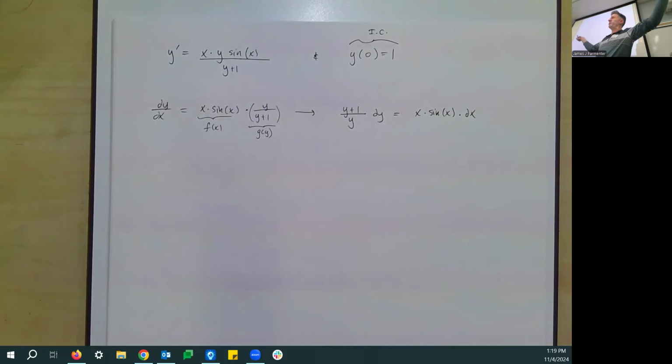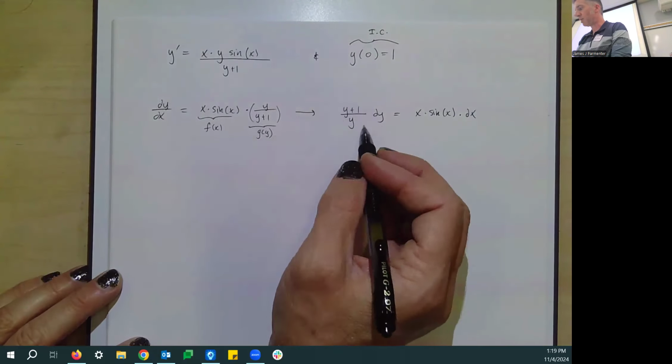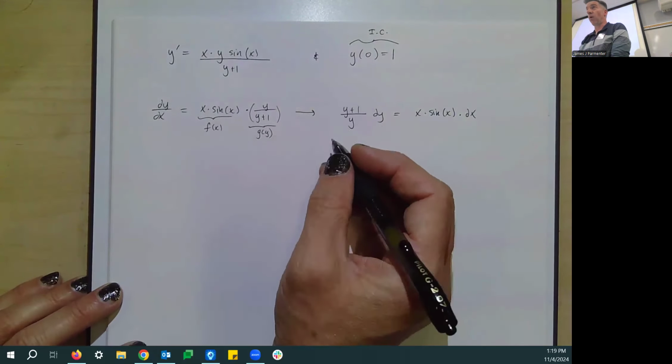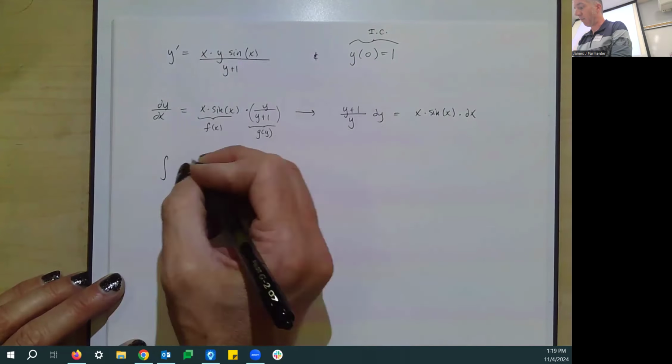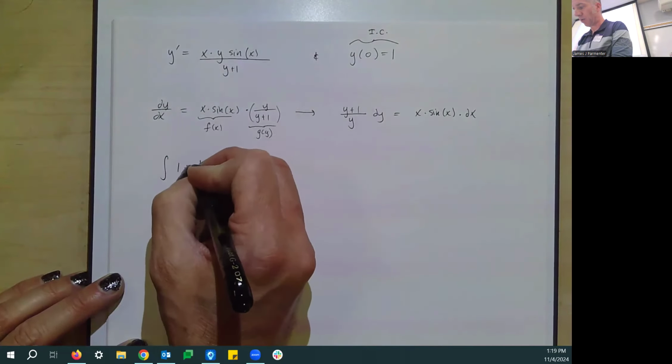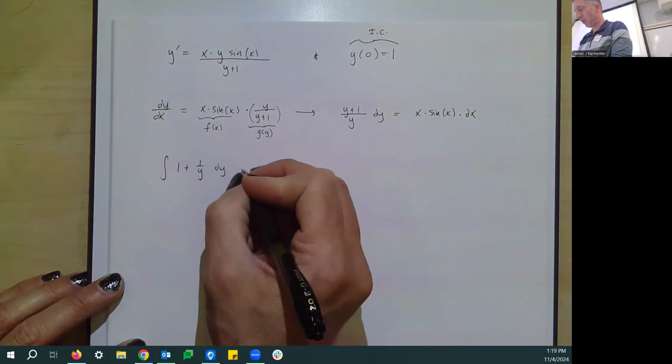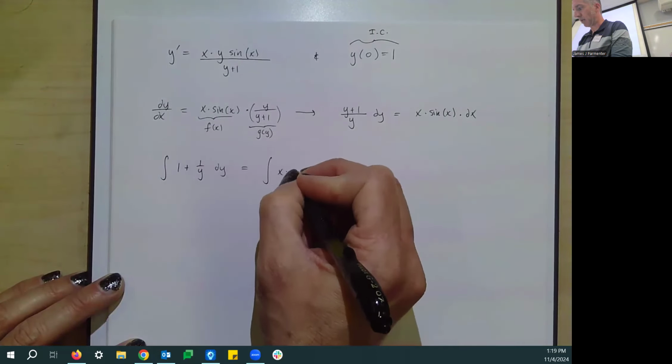We've separated the variables. Now we anti-differentiate. If I heard someone trying to ask a question, two things I would do here. One, y plus 1 over y, we should just divide each thing by y. So we should really write this as the integral of 1 plus 1 over y, and the right-hand side, the integral of x times sine of x dx.